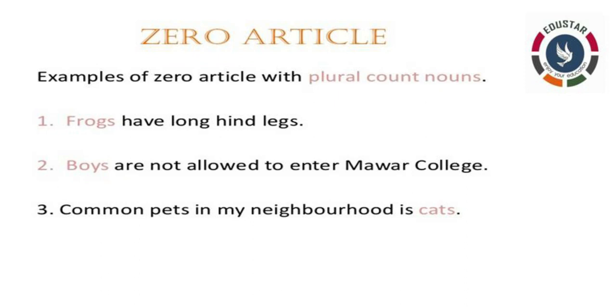Zero article with plural countable nouns. Frogs have long hind legs. Boys are not allowed to enter Marvel College. Common pets in my neighborhood are cats. So the words like frogs, boys, cats are plural countable nouns. So we should not use any article before that.